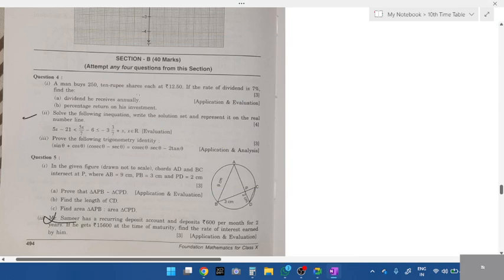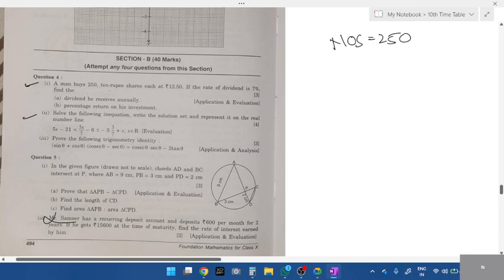Tell me the fourth main first one. Whoever has done, students. If you haven't done, it is your fault. We have done many questions like this. Tell me the value. A man buys how many shares? The number of shares is equal to 250. Next, what else is given, students?